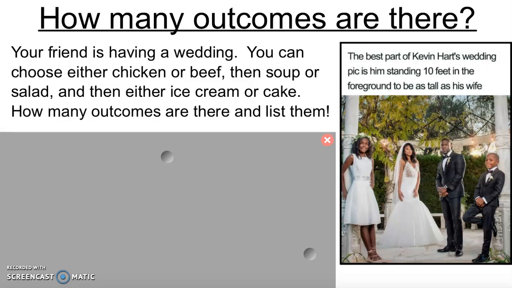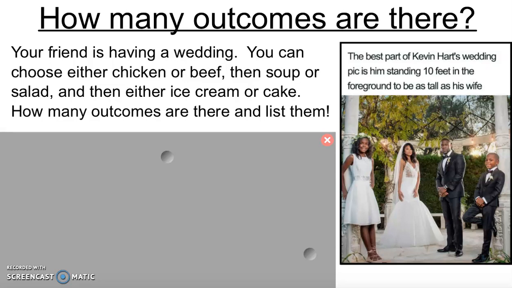And you might be thinking, well, chicken or beef, that's 1, soup or salad is 2, ice cream or cake is 3. So there's like 3 outcomes. But there's actually a lot more. Because if you choose chicken or beef, you've got 2 outcomes right there. But then you could have soup or salad. So you could have chicken and soup, chicken and salad, beef and soup, and beef and salad. And just with those options right there, you've got 4 possible outcomes. And now we're going to add ice cream or cake to that.